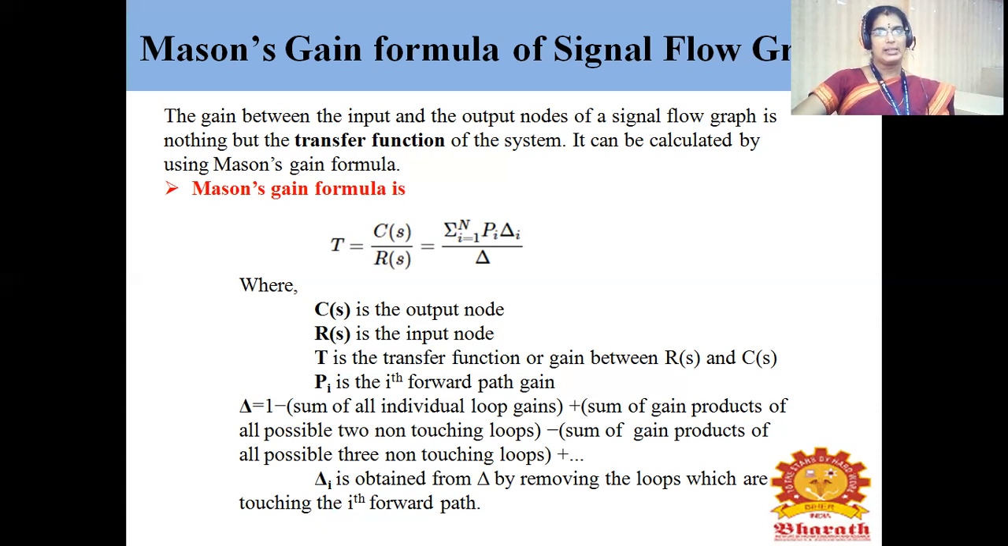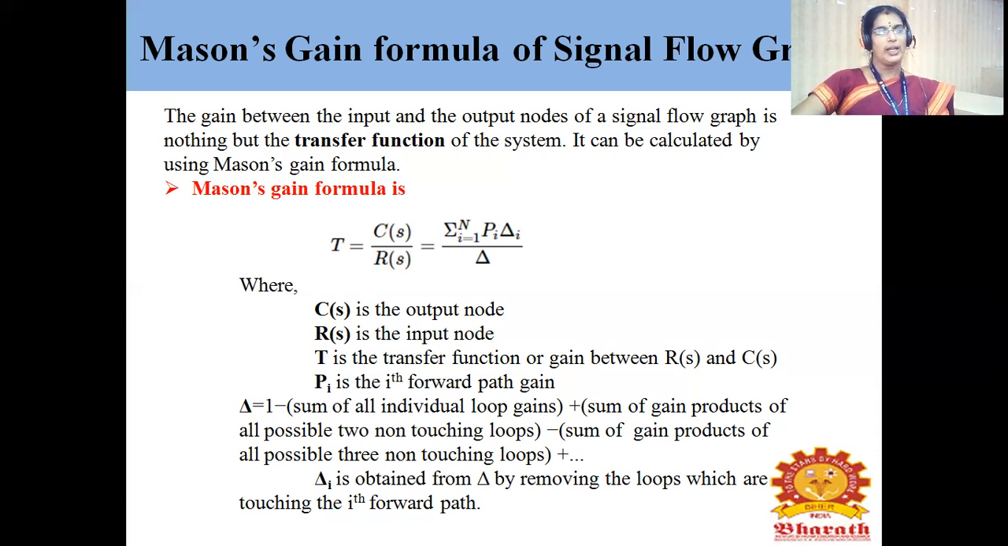Then moving on to the next step, that is plus the sum of gain products of all possible combinations of 2 non-touching loops. We can have 2 non-touching loops or 3 non-touching loops. As I explained earlier, if you have 2 loops which do not have a common node, those are called non-touching loops, right? So for example, if you have 2 non-touching loops, NT-L1 and NT-L2, then we add NT-L1 plus NT-L2. Those are called 2 non-touching loops.